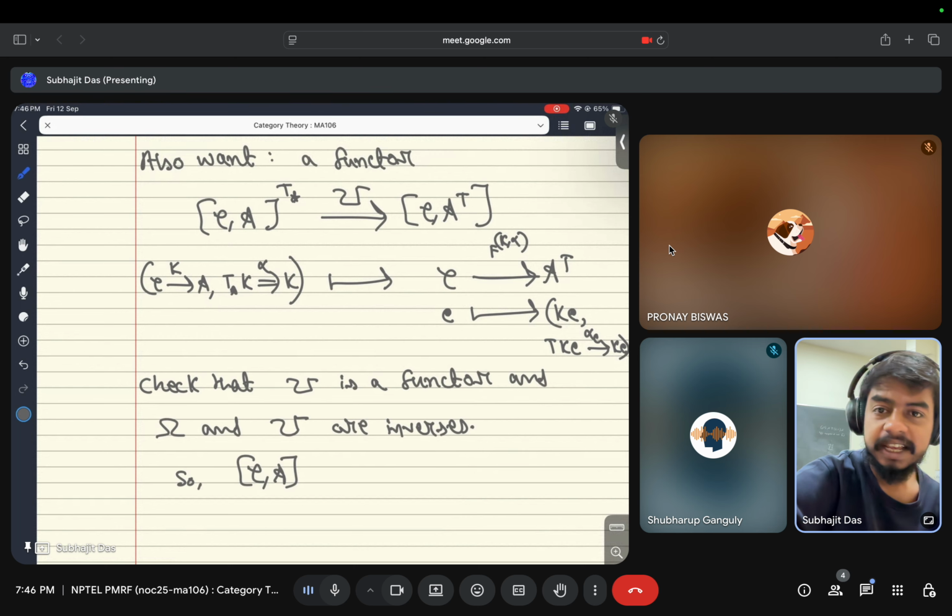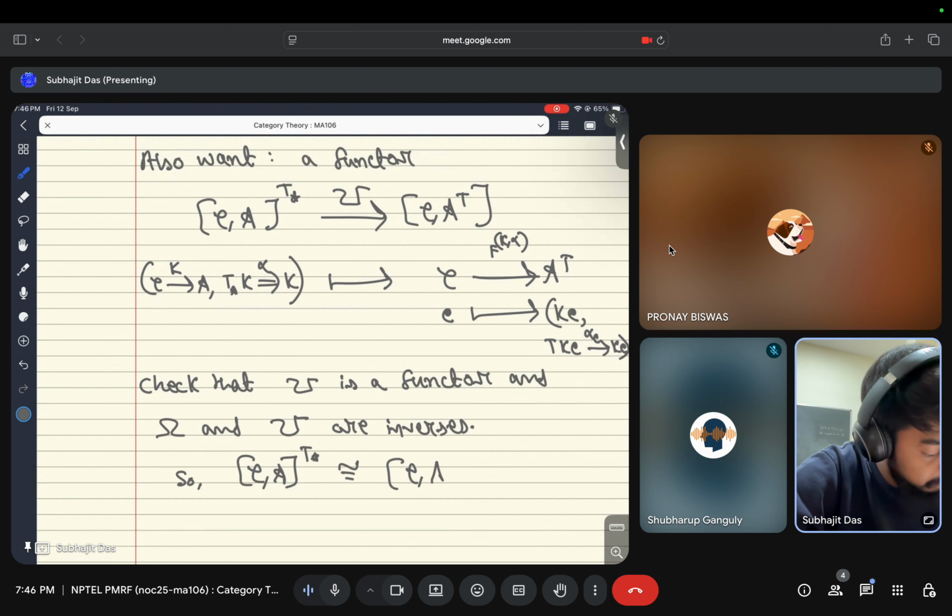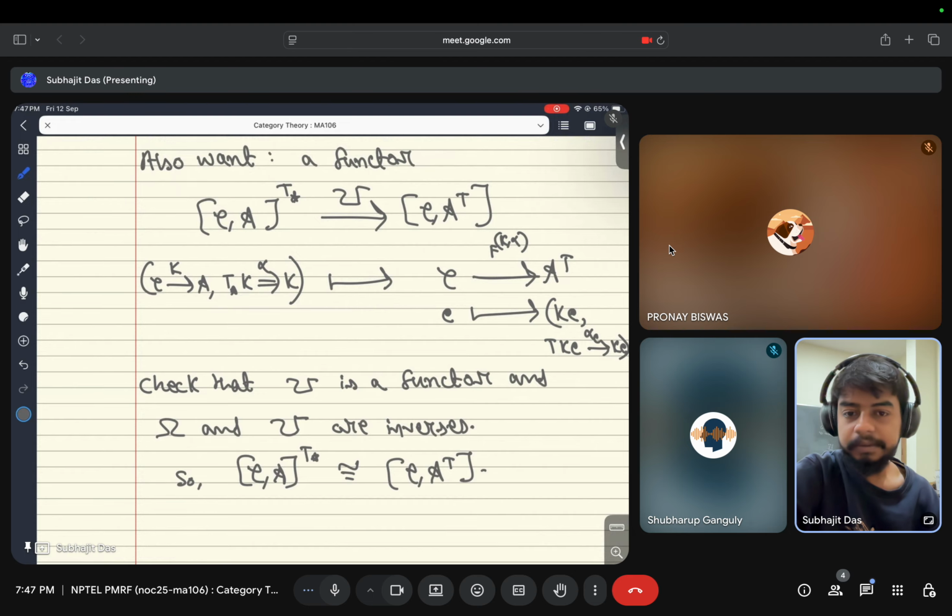Which means that this omega should also be the component of some natural transformation, which depends naturally on A and naturally on C and also on T. So this is isomorphic to C comma A power T.